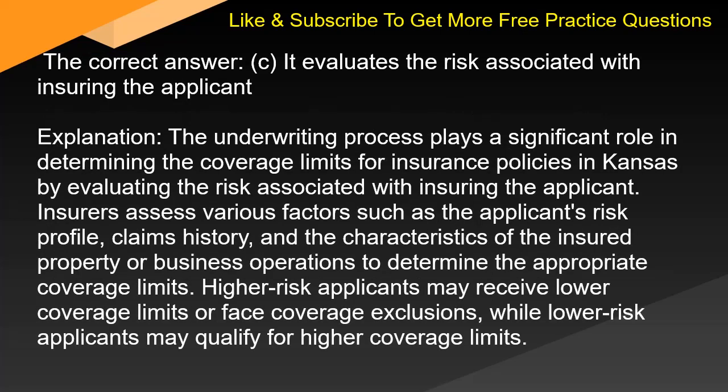The correct answer, C. It evaluates the risk associated with insuring the applicant. Explanation. The underwriting process plays a significant role in determining the coverage limits for insurance policies in Kansas by evaluating the risk associated with insuring the applicant. Insurers assess various factors such as the applicant's risk profile, claims history, and the characteristics of the insured property or business operations to determine the appropriate coverage limits. Higher-risk applicants may receive lower coverage limits or face coverage exclusions, while lower-risk applicants may qualify for higher coverage limits.